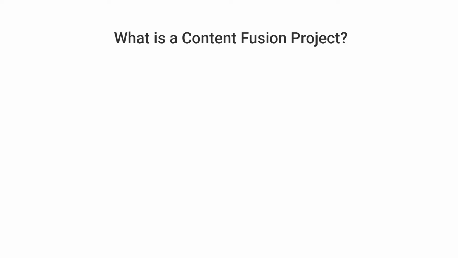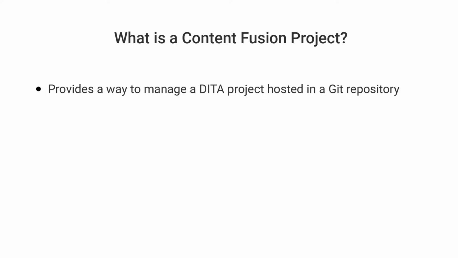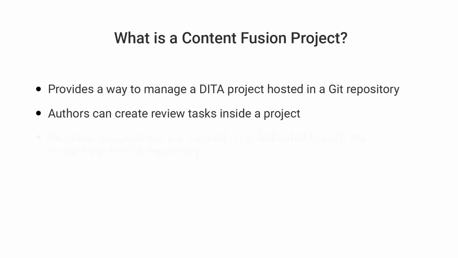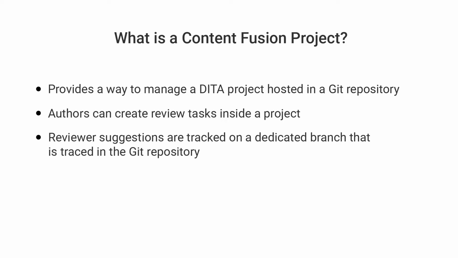First, let's explain what a Content Fusion project is. It provides a way to manage a DITA project. You can create review tasks inside a project, and the reviewer's suggestions are tracked on a dedicated Git branch. This branch is merged into the project's default branch, which means reviewer's feedback can be traced in your Git repository. This traceability even works when reviewers are editing in the same topic concurrently.